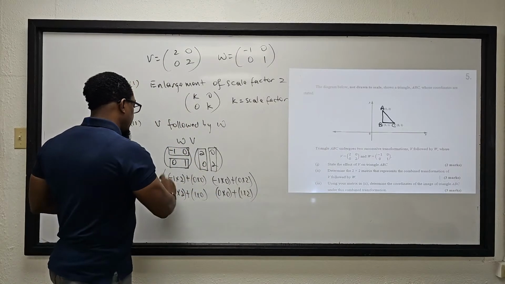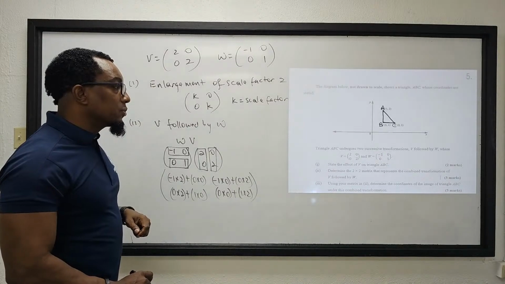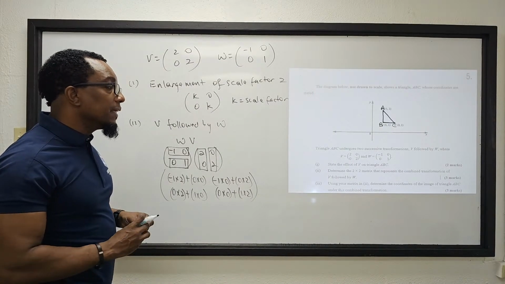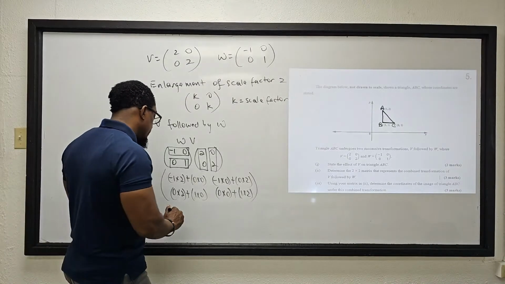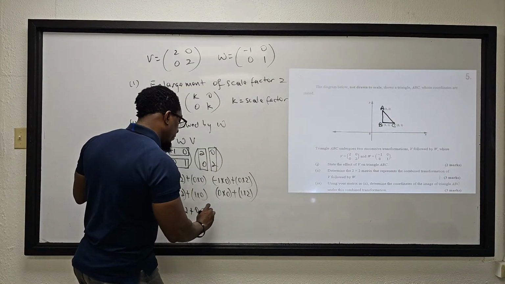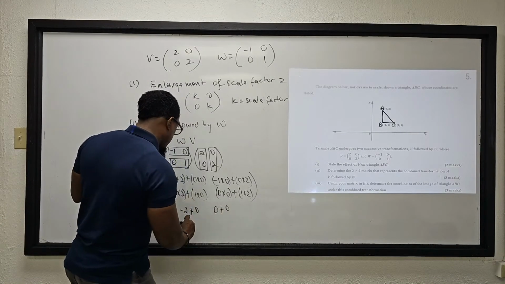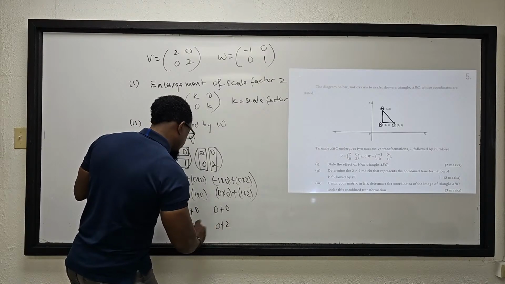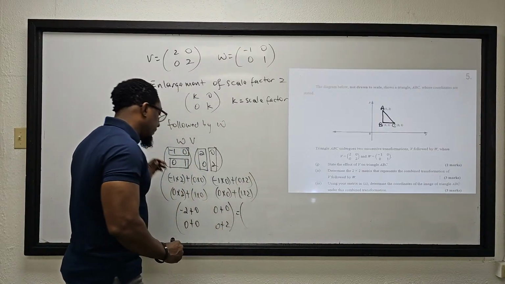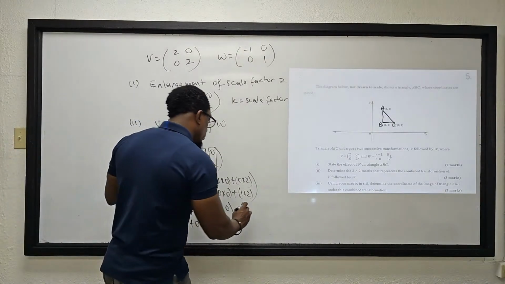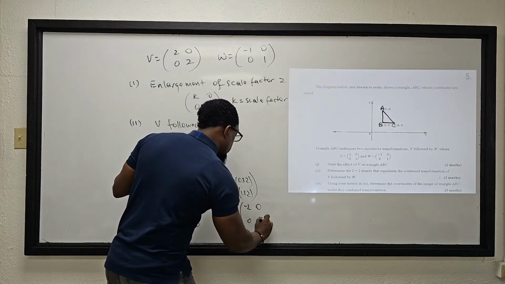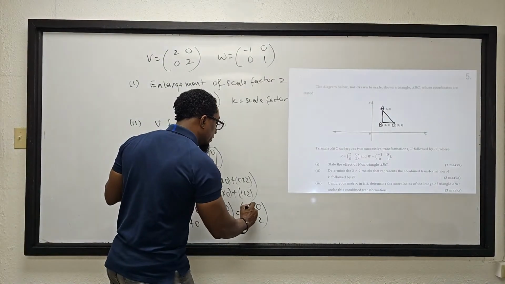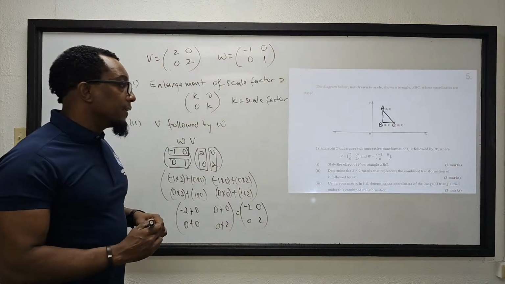When I work it out, what are we going to get? What is the single 2 by 2 representing the combined transformation V followed by W? This is negative 2 plus 0, 0 plus 0, 0 plus 0, 0 plus 2. And this will give us negative 2, 0, 0, 2. So that's the 2 by 2 matrix representing the combined transformation V followed by W.